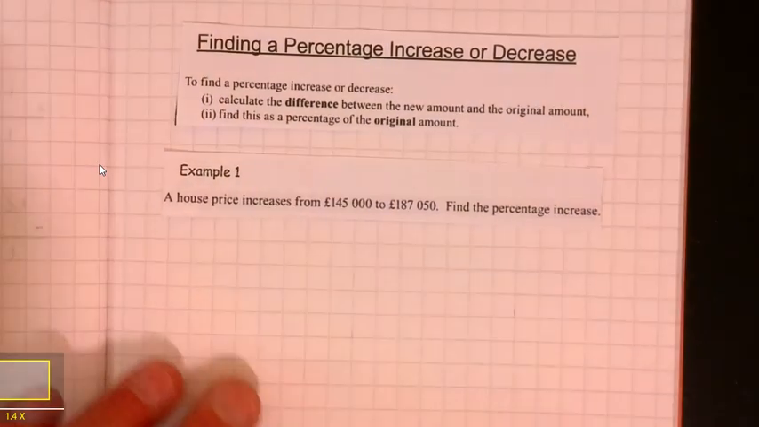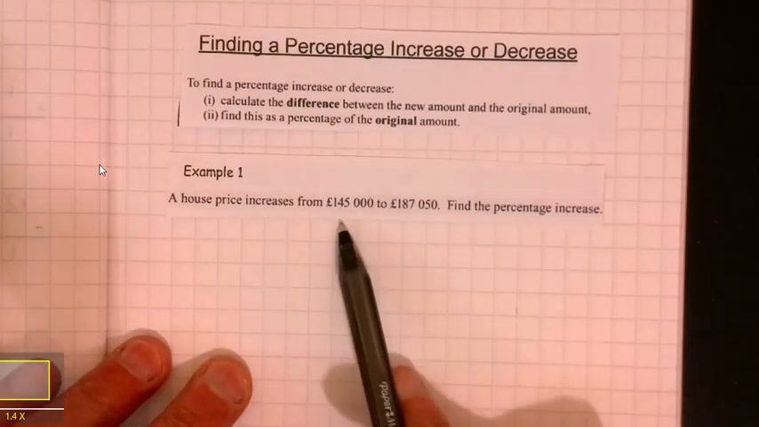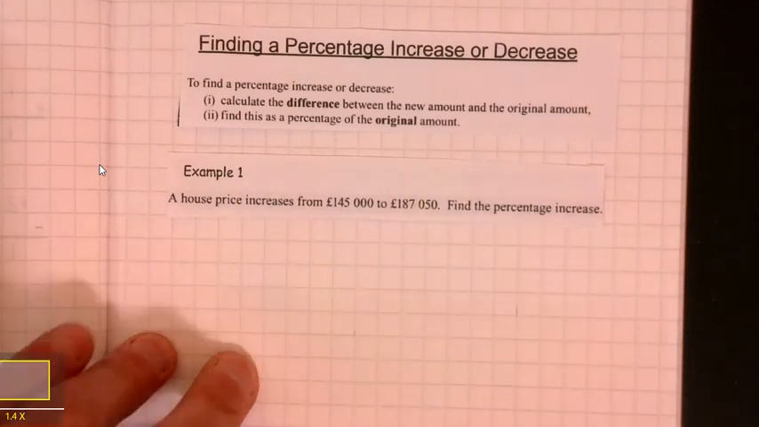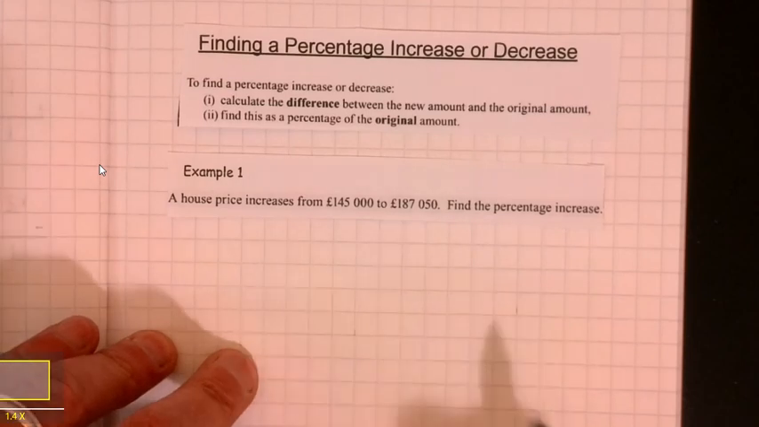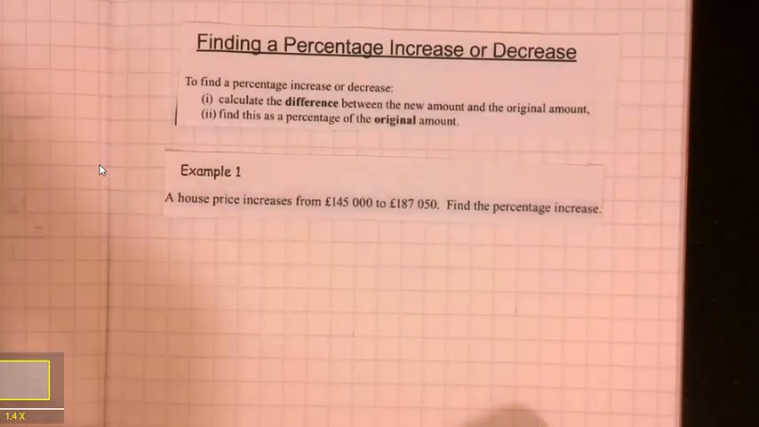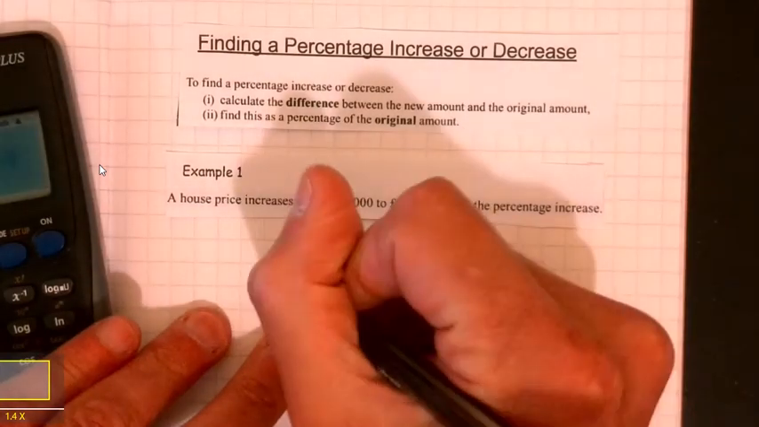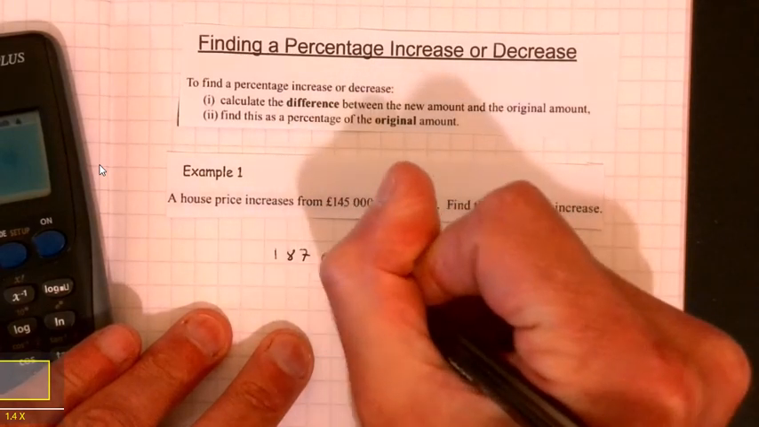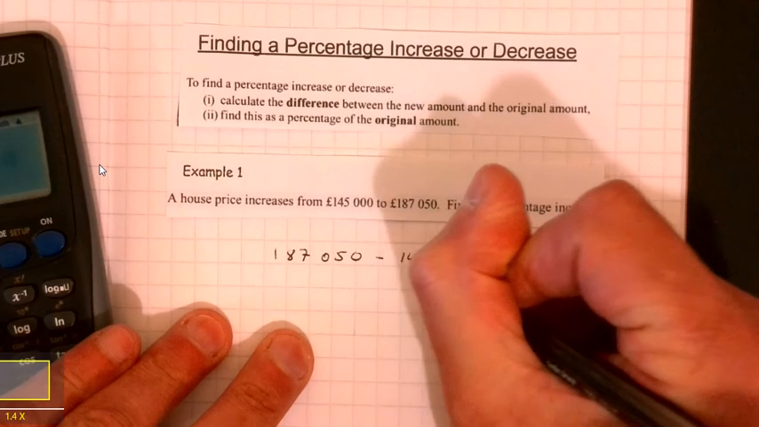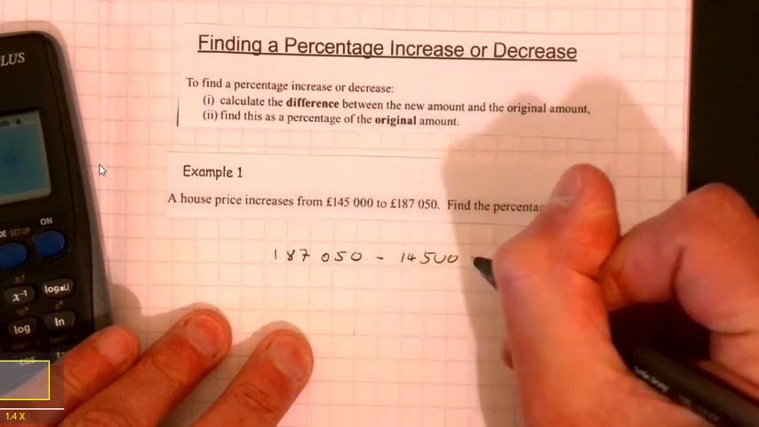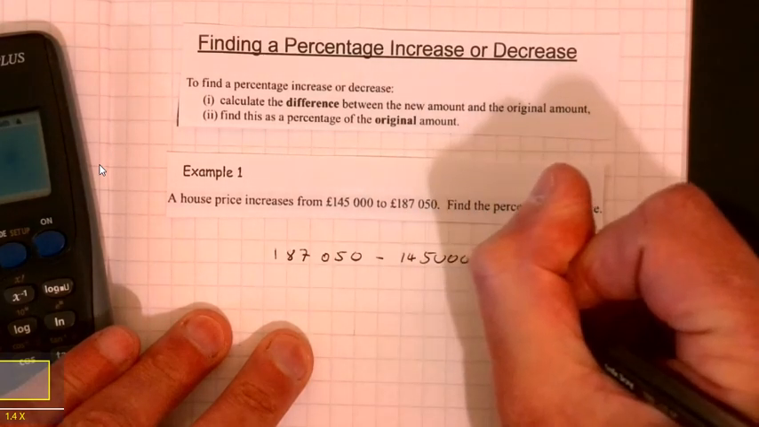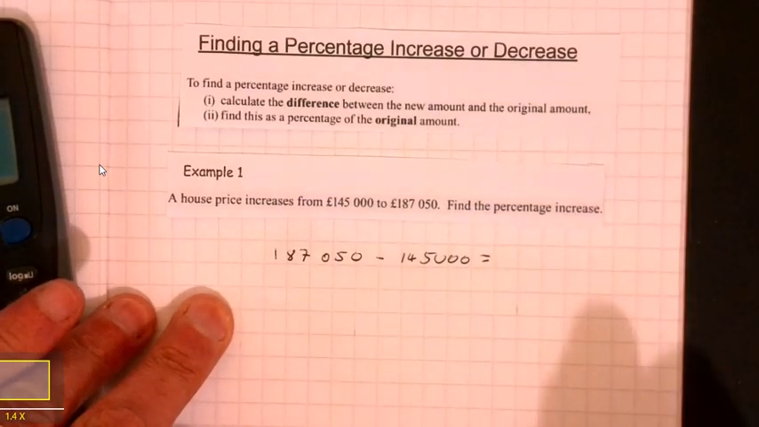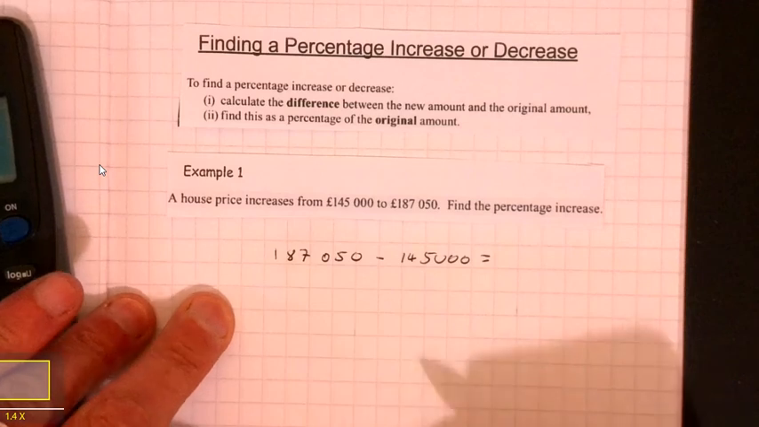We're going to say a house price increased from this figure to this figure. Find the percentage increase. So we need to first of all find out the actual increased amount. It is fine to use your calculator, but just tell us what you're doing first of all, and the more you write down, the easier all of this is. So the first thing that we're going to do is find the actual increase, the real increase.